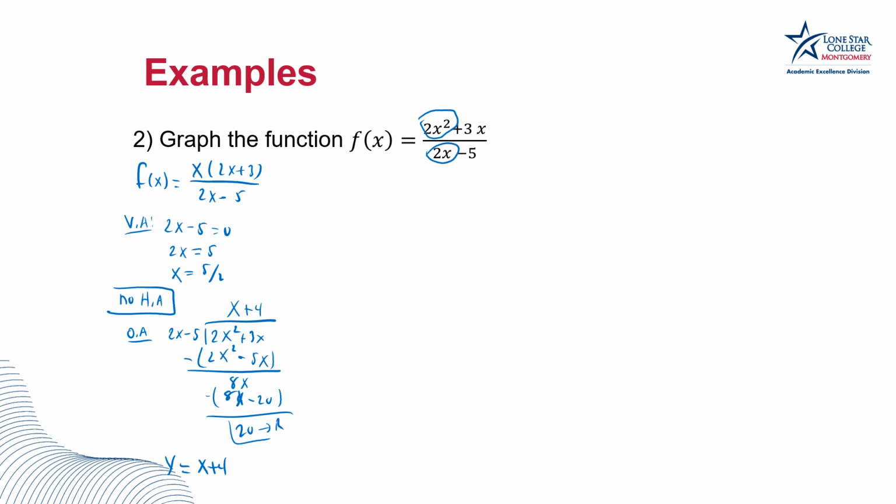Now we need to find our x and y intercepts. So to find the x-intercept, we set y equal to 0 and solve for x. So it turns out to be x times 2x plus 3 divided by 2x minus 5 equals 0. Multiply both sides by our denominator. That will just give us x times 2x plus 3 equals 0. Now that they're factored, we set both of them separately equal to 0.